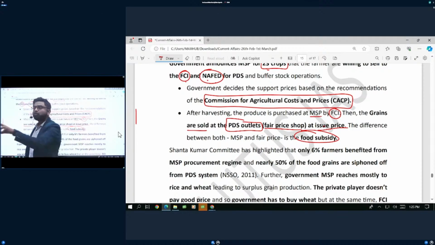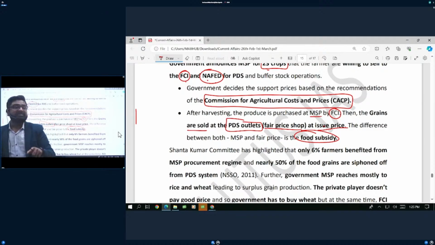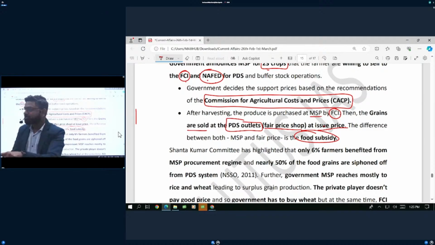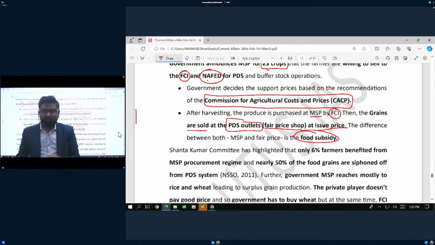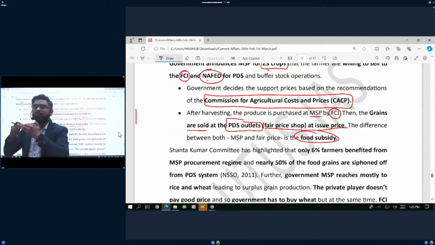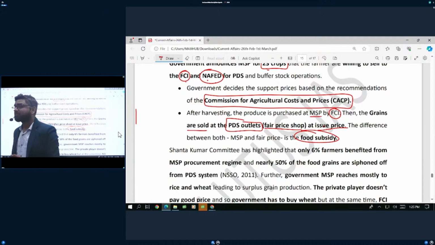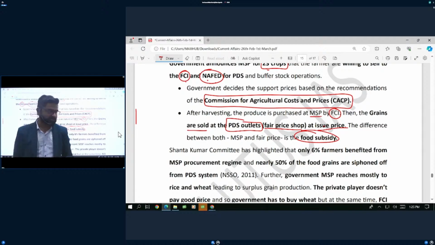It procures food, it gives MSP, and at MSP it procures food. Then it gives to the state. Role ended. Now the state's role starts. States identify beneficiaries who shall receive this ration, sarkari ration. And then it takes that to the fair price shop, sarkari ration shops. And from there it is given to the ration card holders.